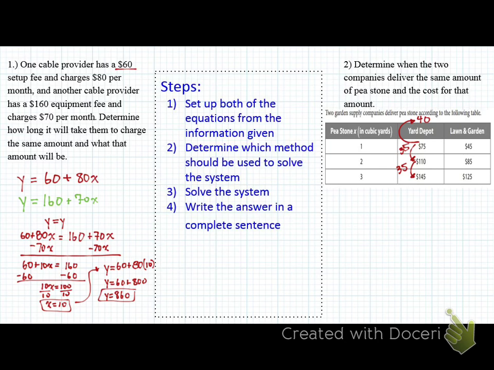Okay, on this one now, lawn and garden. For 1, I'll use a different color. For 1 cubic yard of material, it's $45. And then from 45 to 85, how much more are they charging? 45 to 85, how much more?